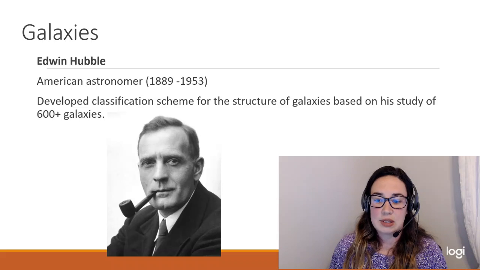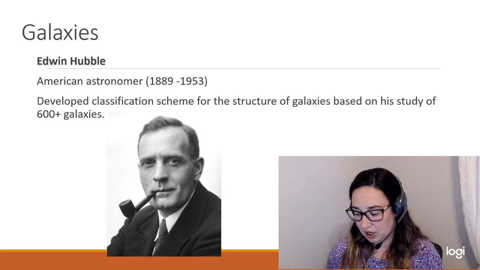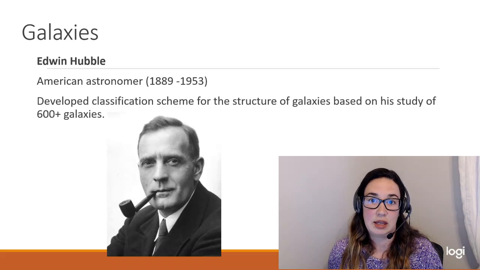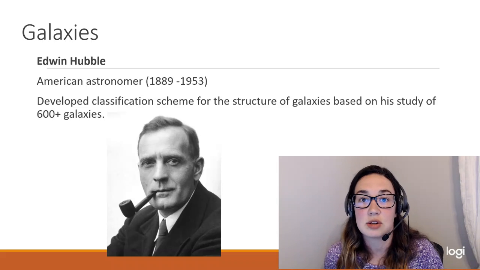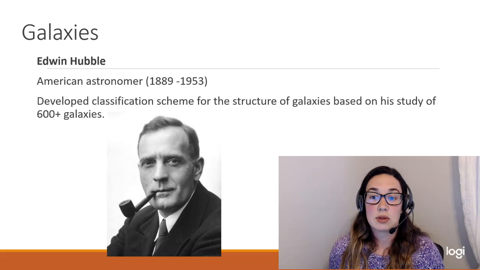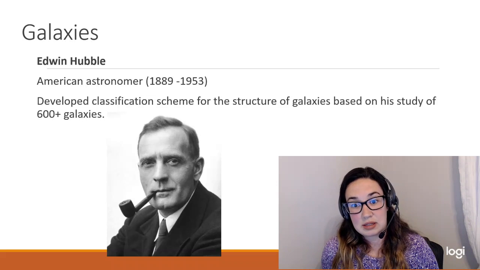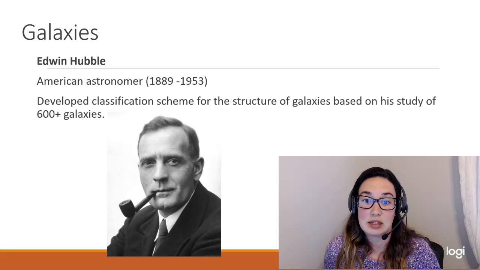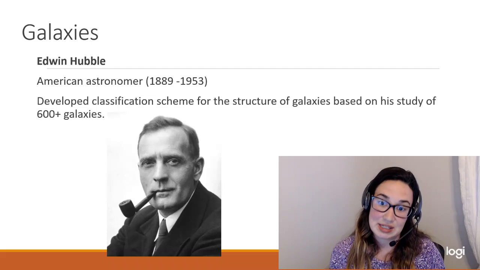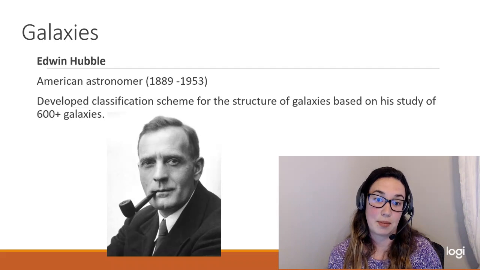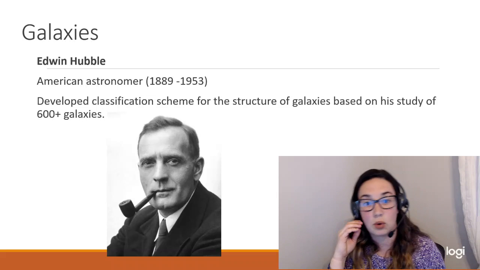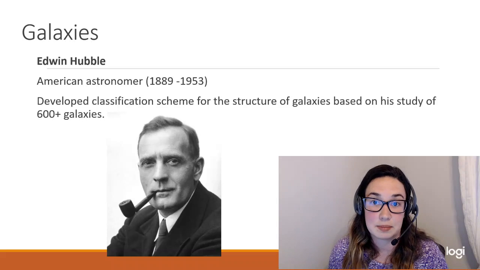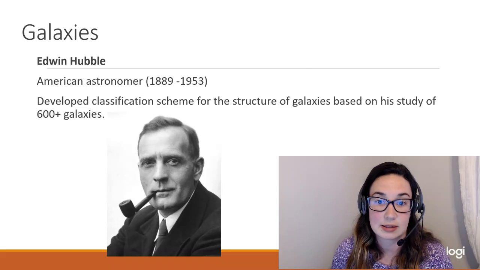Okay, so when we talk about galaxies, we have to mention Edwin Hubble. So Edwin Hubble was an American astronomer, and he was around from 1889 to 1953. And he was the one that developed the classification system for the structure of galaxies. And so he studied over 600 different galaxies and developed this classification scheme for the structure of them based on his findings. And so I think it's pretty cool that they named the Hubble telescope after him, because he did some significant work in regards to space.